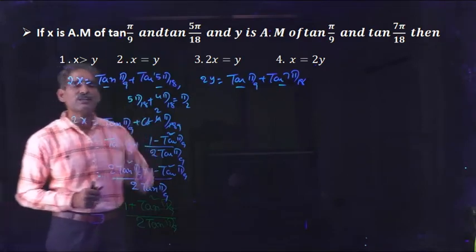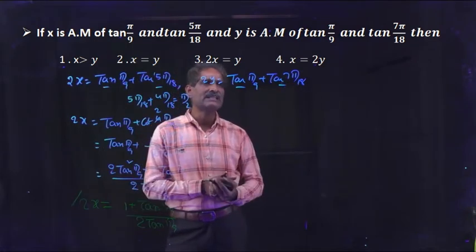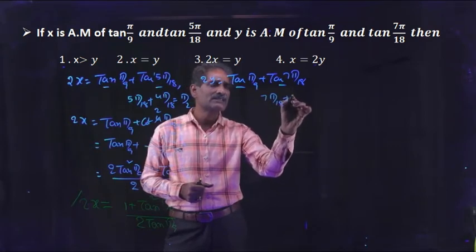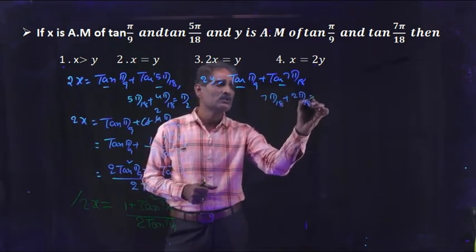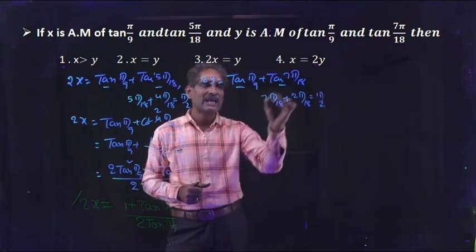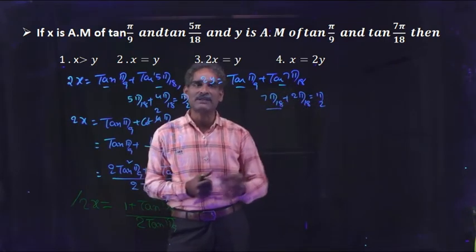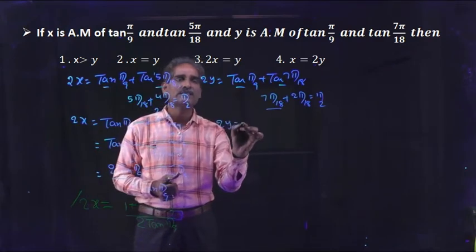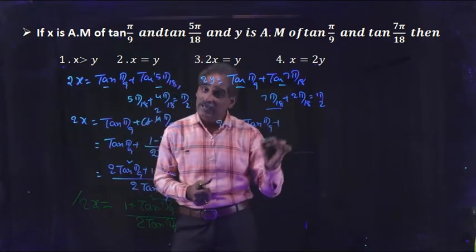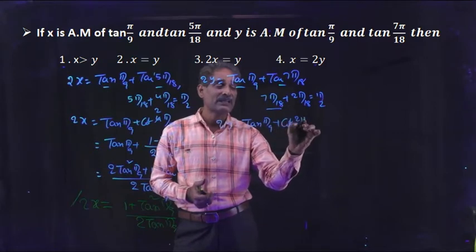Similarly, find out the y value also. So verify this. Here 7π/18 is there. We know that 7π/18 plus 2π/18 gives π/2, so 9π/18 is nothing but π/2. So tan(7π/18) is equal to tan of 90 minus 2π/18. That means cot(2π/18). So here we can write 2y is equal to tan(π/9) plus tan of 90 minus 2π/18, which is cot 2π/18.